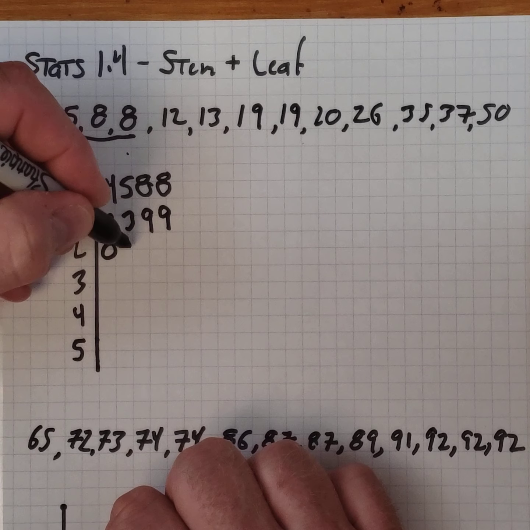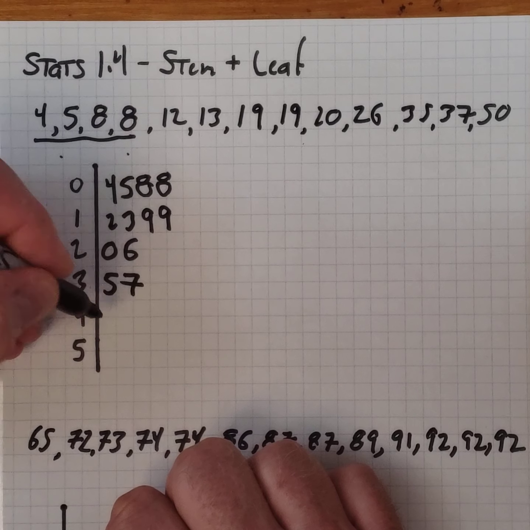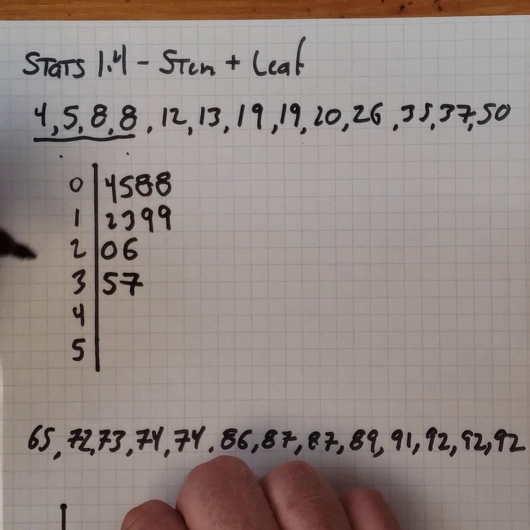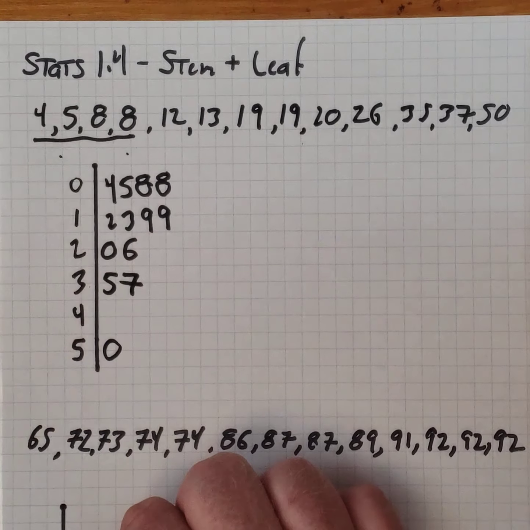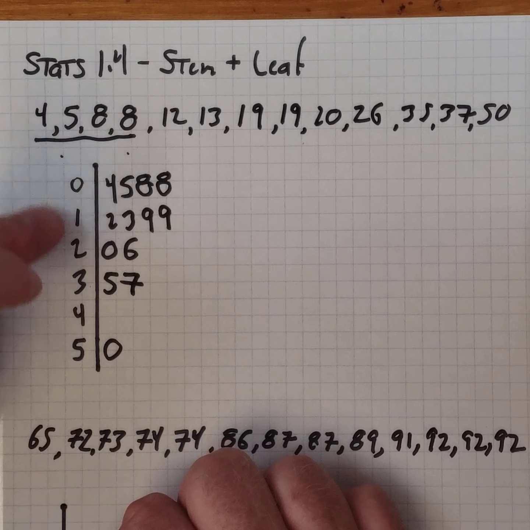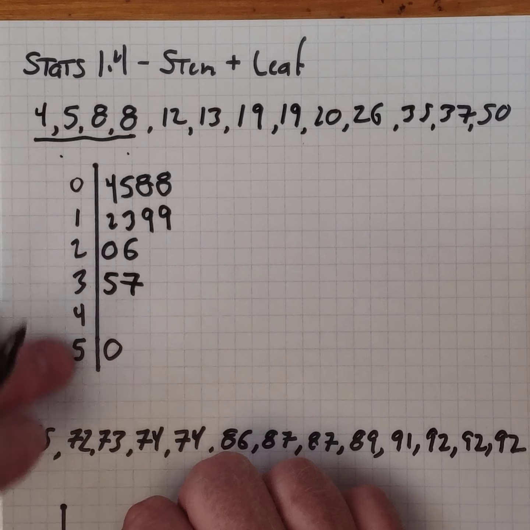A 20, a 26, a 35, a 37. No 40s. Don't put a 0 there to show none because then it'll look like a 40. And then we put a 0 on there for 50. And again, we can see that we have a gap that shows an outlier. That's why we need to make sure our stems are all represented, because if we left that 4 out, we would not see that space.